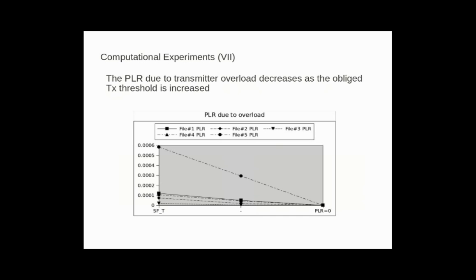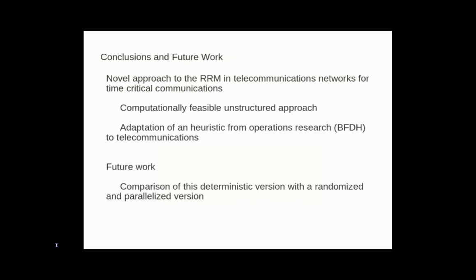This figure shows how the packet loss rate due to overload diminishes as the obliged transmission threshold is increased. This research has produced, in our opinion, a novel approach to radio resources management in telecommunications networks, especially for time-constrained traffic, by adapting an algorithm from operations research to telecommunications, implementing it and demonstrating its performance.